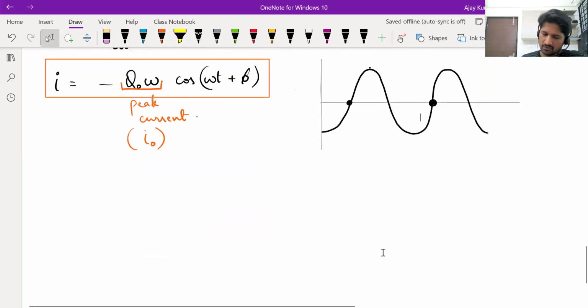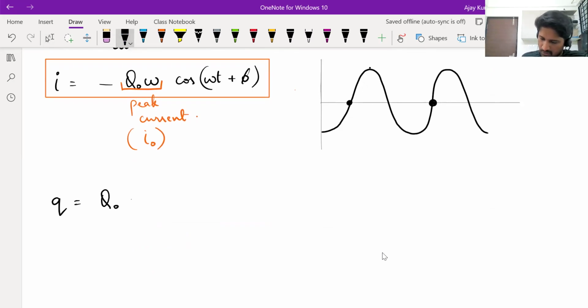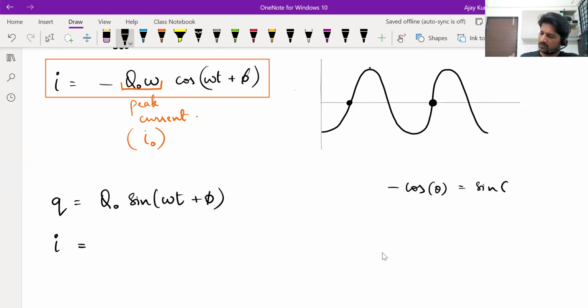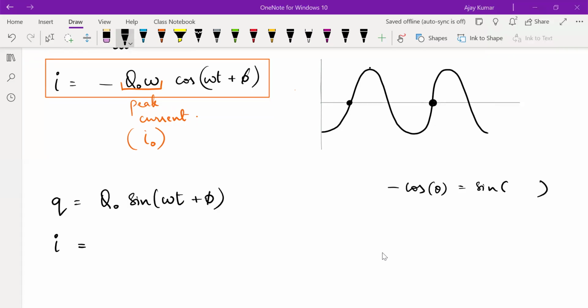The charge function we got is Q equal to Q naught sine omega t plus phi. The corresponding current function we got is minus Q naught omega, I'll take it as I naught cos. Now minus cos theta, how can you write it as sine of something? Can one of you tell me? How to write minus cos theta as sine of something?